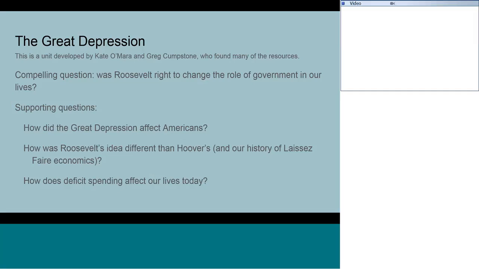Actually, the original one is, was President Roosevelt right to adopt Keynesian economic theory and change the role of government in our lives? The supporting questions for this that we thought students would need to understand in order to answer the compelling question are, how did the Great Depression affect Americans? How is Roosevelt's idea different than Hoover's? And how does deficit spending affect our lives today? At the same time, we looked to see whether or not we would have enough sources, and I'll explain the sources in just a moment.